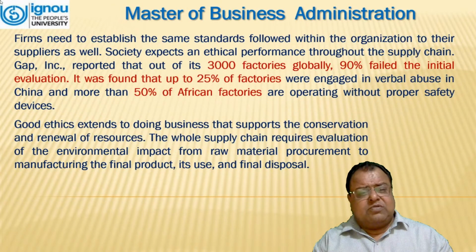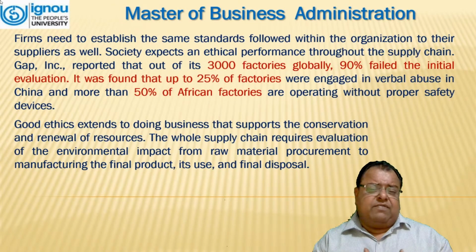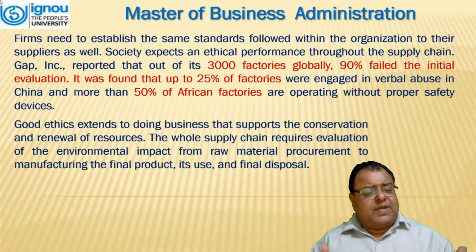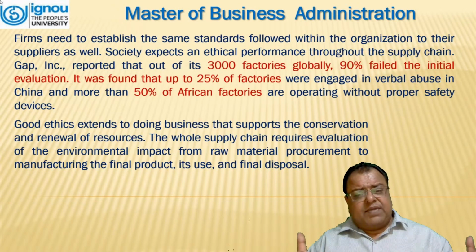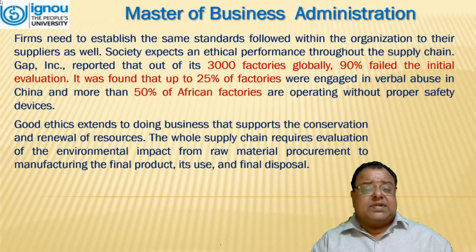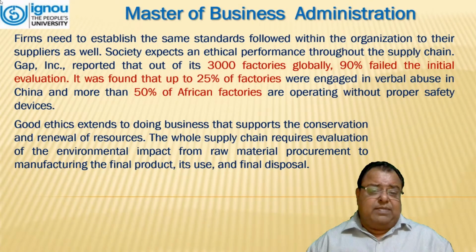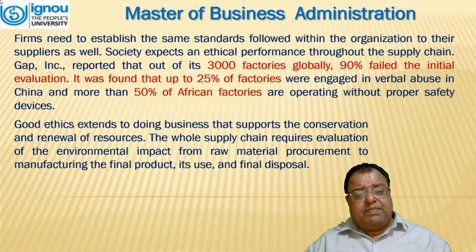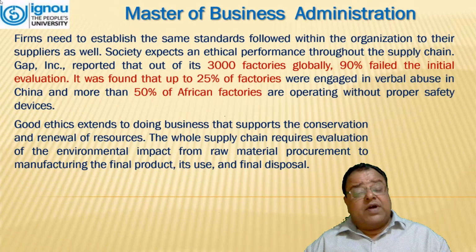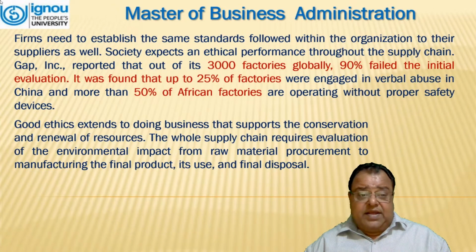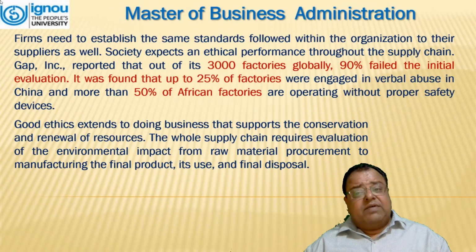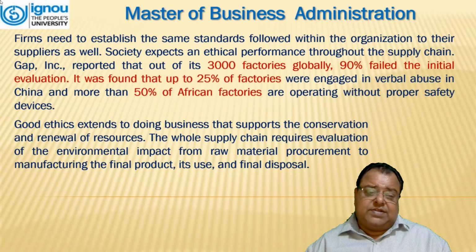Firms need to establish the same standard followed within the organization for the supplier as well. Society expects ethical performance throughout the supply chain. Gap Inc. reported that out of its 3,000 factories globally, 90% failed the initial evaluation. It was found that 25% of the factories in China were engaged in verbal abuse, and more than 50% of African factories are operating without proper safety devices.